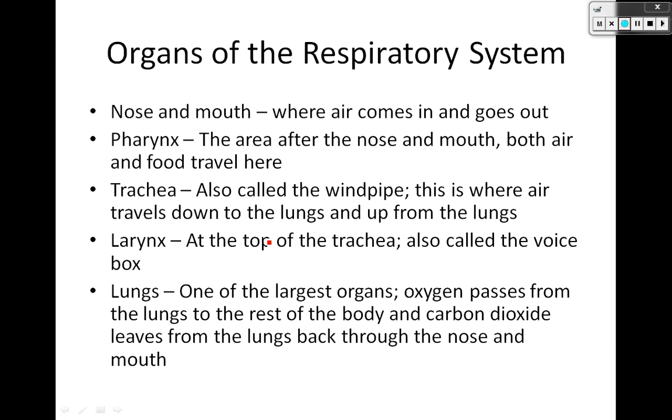And the whole point of the lungs is it's where oxygen and carbon dioxide pass either into the rest of the body or come out of the rest of the body. So oxygen we breathe in from the air. It goes down through the pharynx and the larynx and trachea, and then from the lungs it can go out into the rest of the body. And then carbon dioxide is collected in the lungs and goes back up through the trachea, then larynx, pharynx, and then out through your nose and mouth. So when people talk about we breathe in oxygen and we breathe out carbon dioxide, where that exchange happens is in the lungs.